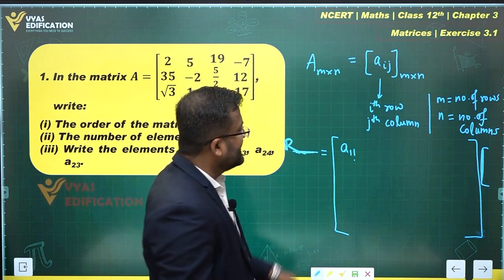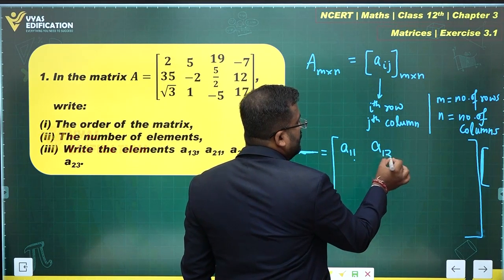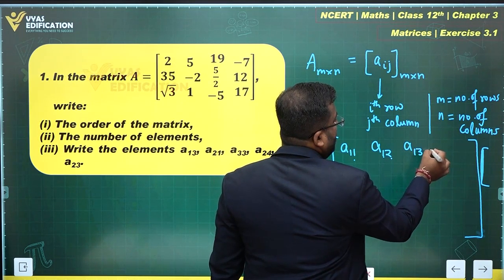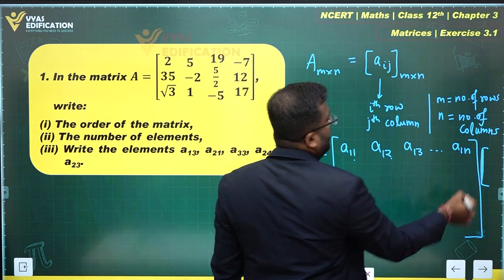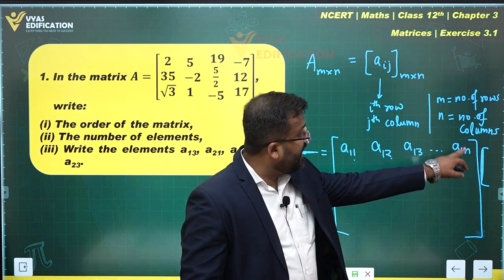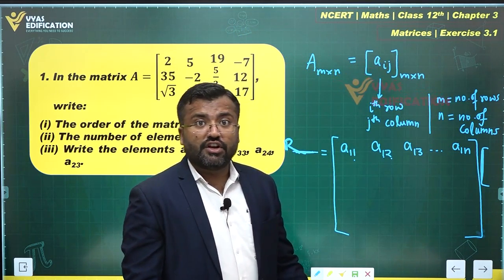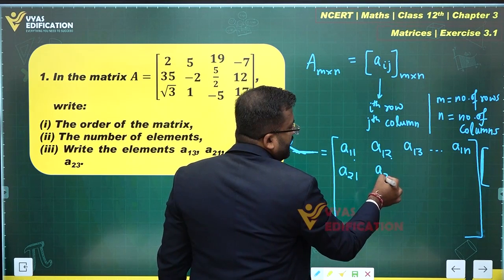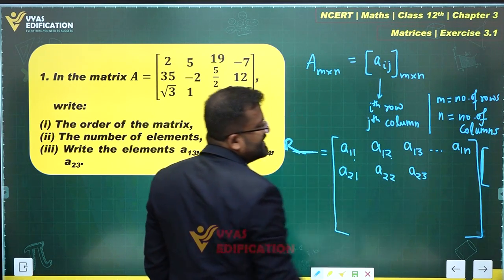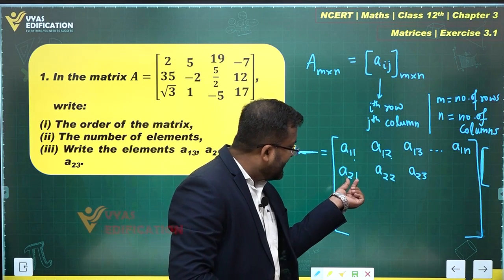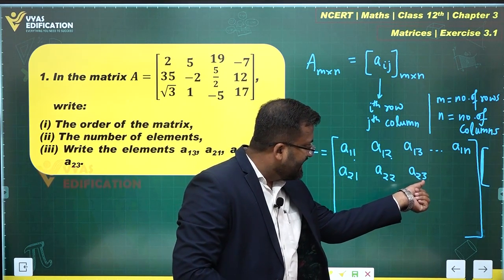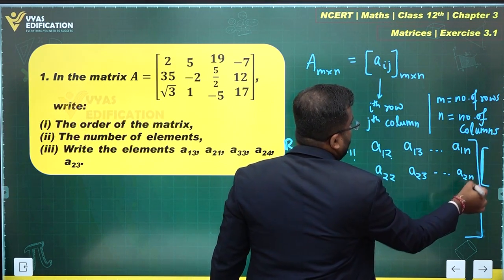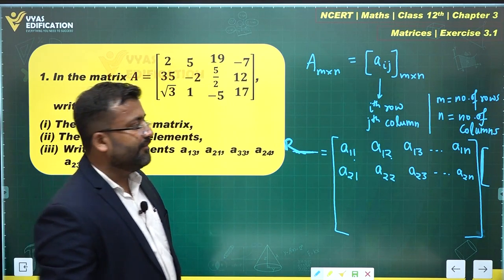So A11 is this. Then we have A12, the first row and the second column. Then we have A13, and correspondingly we can have A1n: the first row, third column, first row and last column, that is the nth column. Similarly, in the second row, you'll have A21, A22, A23. These represent second row first column, second row second column, second row third column, and at the end you'll have A2n, which implies second row and nth column.